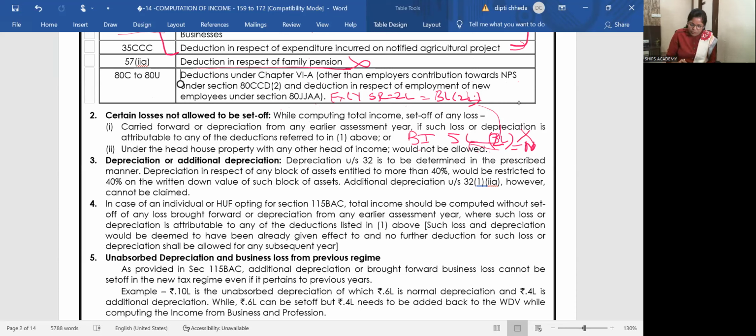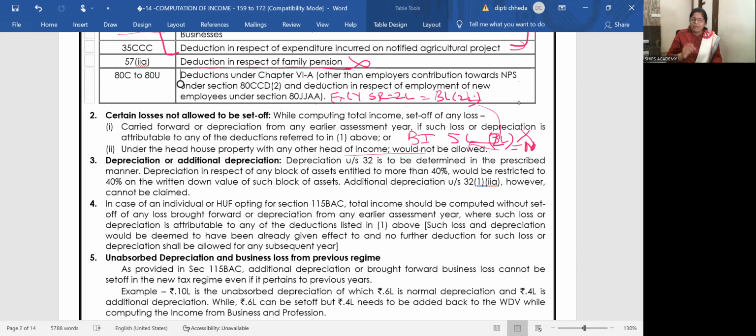Next, under the head house property, set off with any other head of income would not be allowed. House property loss, you cannot set off with any other head of income. Is this clear? In house property, loss comes sometimes, in let out also, and it can come in self occupied. Self occupied, interest itself is not allowed, so the question of a loss arising does not come. So under the head house property, set off with any other head of income is not allowed.